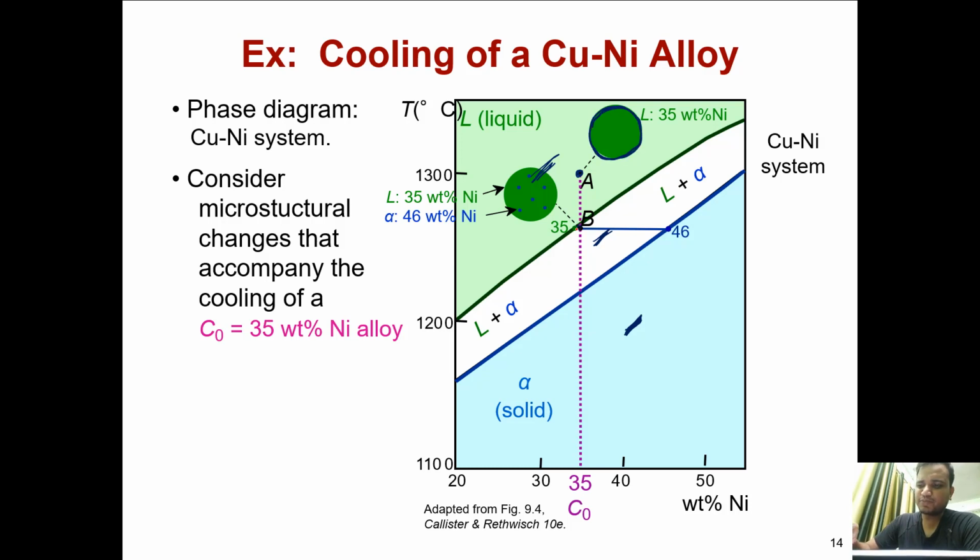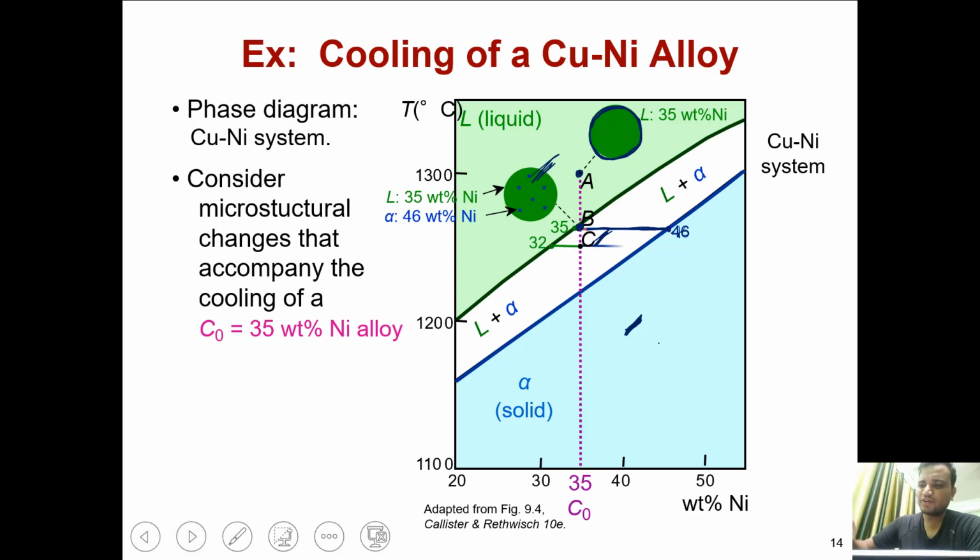As it reaches this point B, alpha will start forming inside of this liquid. These small dots are the alpha, right? And this alpha which will be formed here will have the composition of 46%, because I will draw a tie line, right? This means the composition of nickel in the alpha will be 46 weight percent nickel, right?